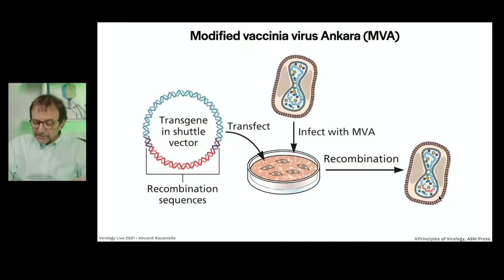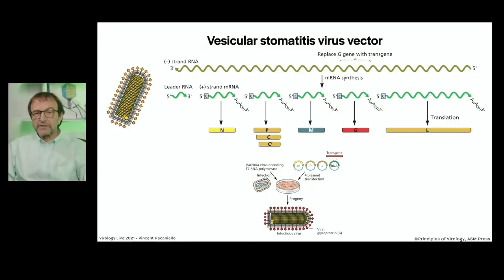We have vesicular stomatitis virus-based vectors. You know this because some of the COVID vaccines, actually I think one tried by Merck early on, was a VSV-based vector, which didn't work. VSV is a negative-stranded RNA virus with an enveloped particle, and the genome encodes a number of mRNAs, and one of them is the glycoprotein-encoding mRNA.